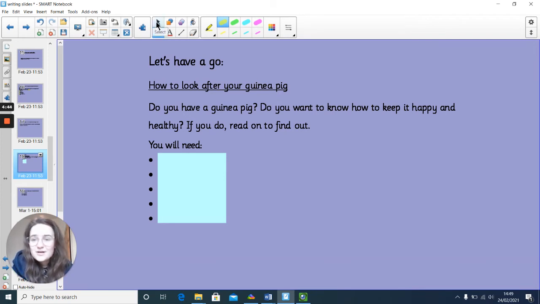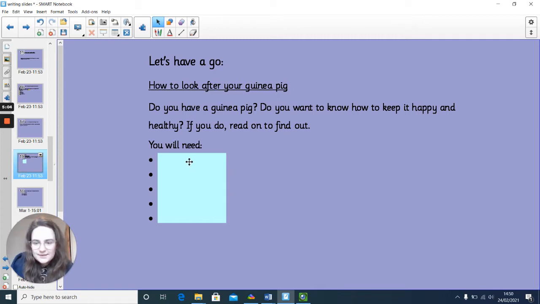Well done, you came up with lots of good ideas. So there might be food, you might need some guinea pig food. You might need some water for your guinea pig to drink. You might need a garden for your guinea pig to live in. That one was a good idea. And you might also need a hutch as well, which is like a house for a small animal.